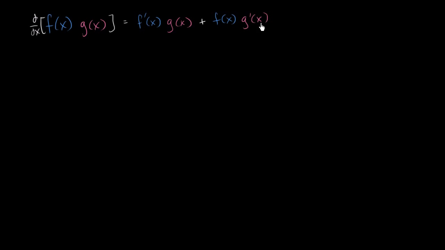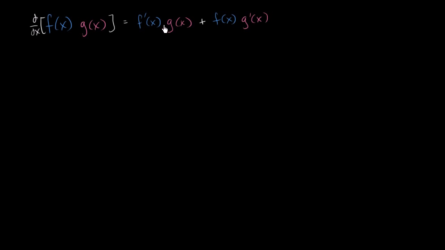We already know that the product rule tells us that if we have the product of two functions, let's say f of x and g of x, and we want to take the derivative of this, then this is just going to be equal to the derivative of the first function, f prime of x, times the second function, g of x, plus the first function, so not even taking its derivative, so plus f of x times the derivative of the second function.